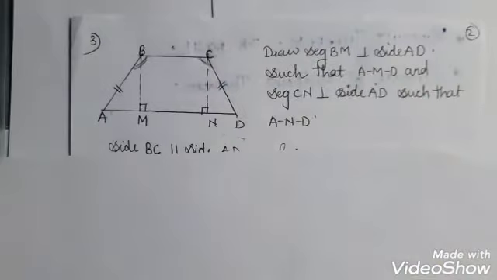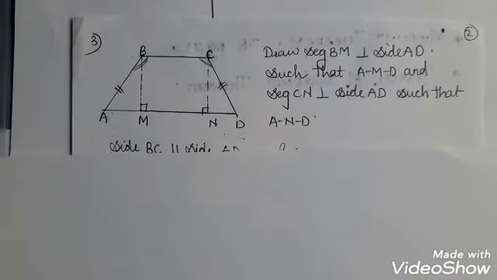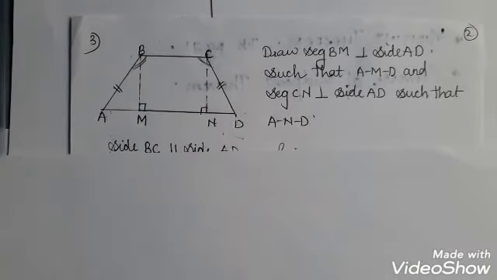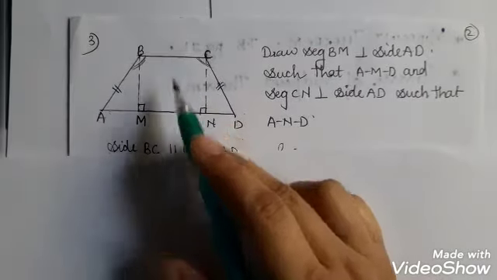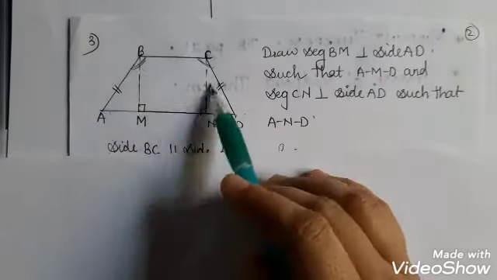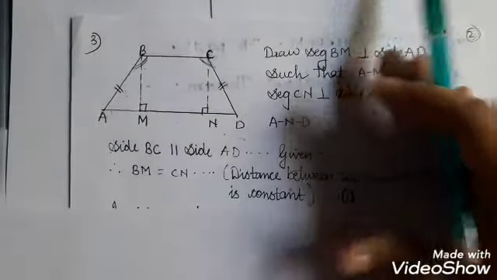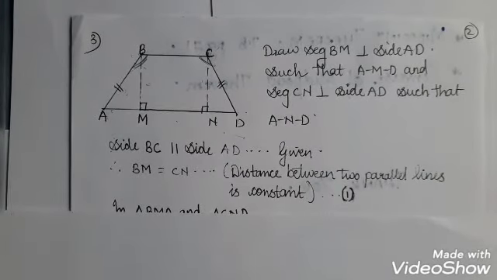is congruent to angle DCB. These two angles have to be shown congruent. So, I will draw perpendiculars, BM perpendicular to AD and CN perpendicular to AD. Now, BC is parallel to AD, right? Side BC is parallel to side AD. So, I can say BM and CN are equal, that is, the distance between two parallel lines is constant, equation 1. So now you take two triangles, BAM and triangle CDN.